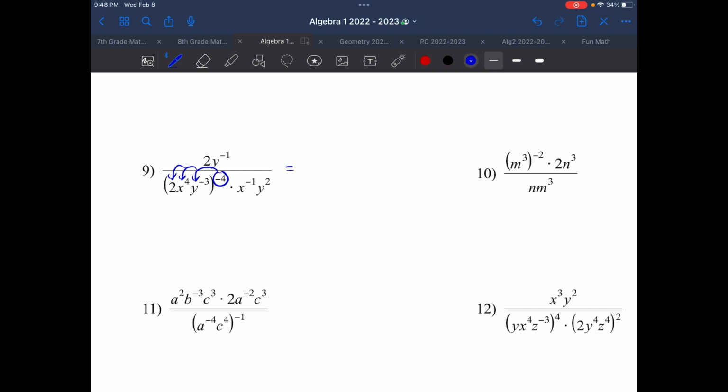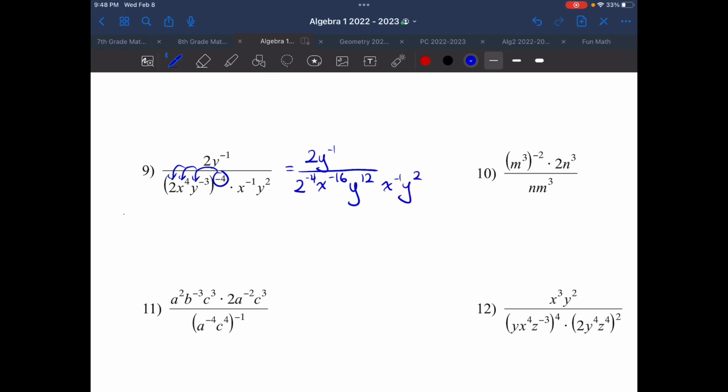So numerator is not going to change, 2y to the negative 1. The denominator is going to be kind of big. It's going to be 2 to the negative 4, x to the, okay, let's be careful here. I'm going to have a power to a power. That means multiply. 4 times negative 4 is negative 16. And then I'm going to have y to the power of, and then again, I'm going to have negative 3 times a negative 4. Negative 3 times a negative 4 is a positive 12. And then I still need to rewrite all of this, x to the negative 1, y squared.